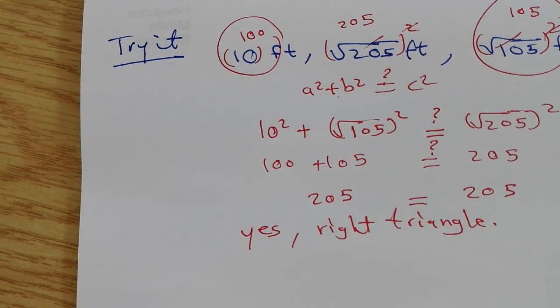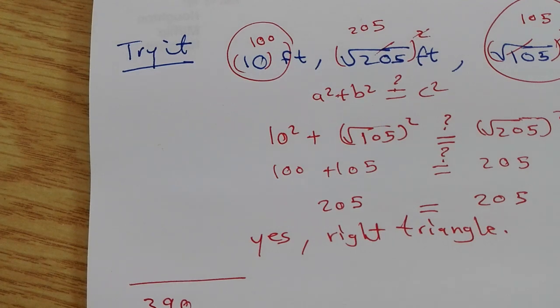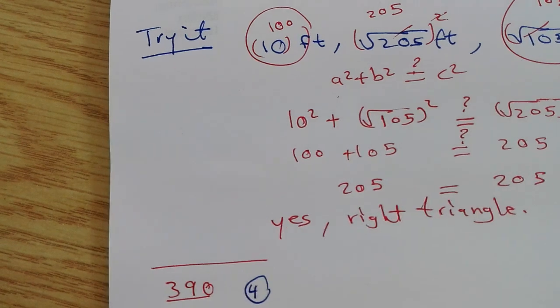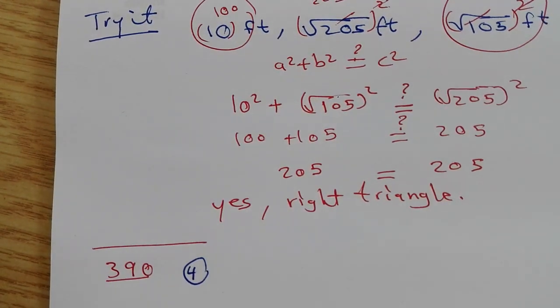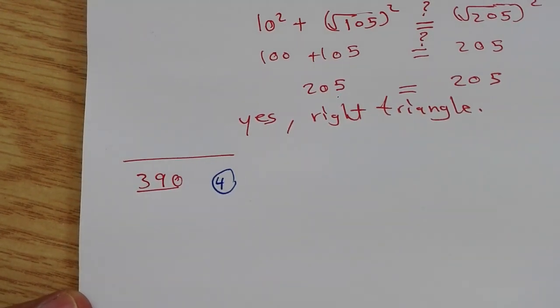Now, page 390. Go to page 390. Question 4. Can you please stop the video and solve question 4? Have you finished? Yes? Okay, now we'll do it again to check your answers. Is the triangle a right triangle? Explain. The side lengths are 6, 8, and 10.